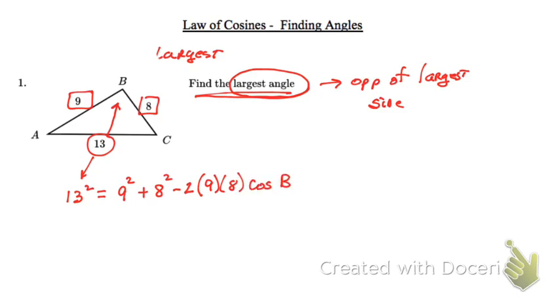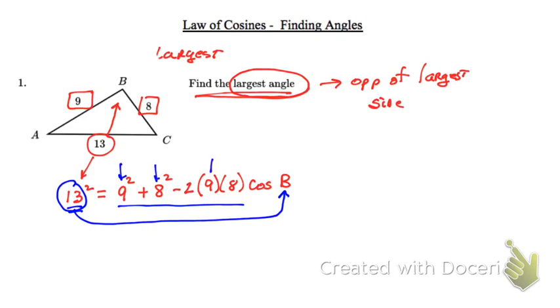So a couple things to notice here about this. This is the only place you'll use 13. You don't use 13 over here anywhere. All right? Whatever angle's opposite your 13 has to be over there on the right-hand side, cosine of angle B, and B is opposite 13. So just keep that in mind. This 13 that's over here, that's the only place you'll put 13. You fill in the other side with your other two sides, the 9 and the 8.